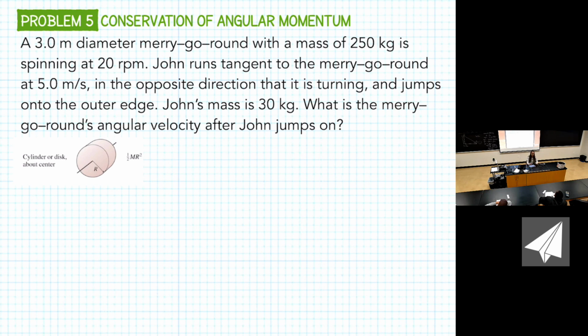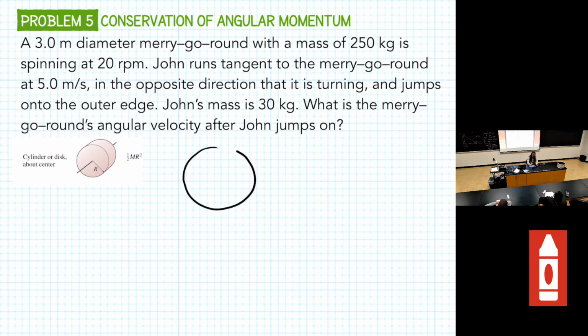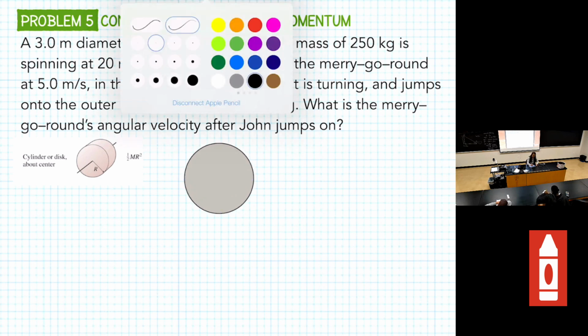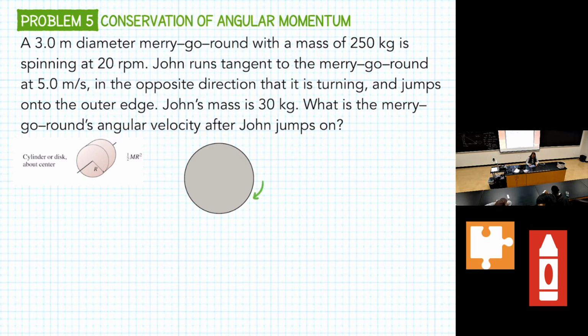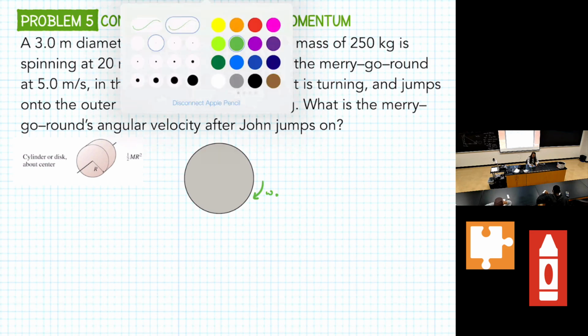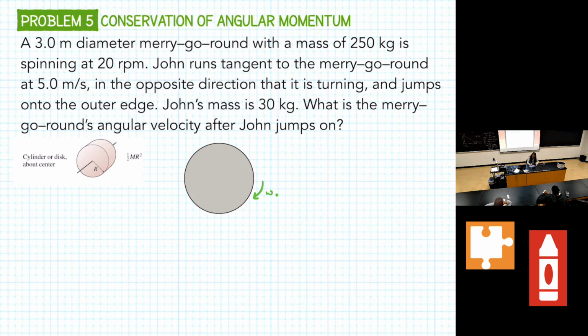So if we want to draw, I'll draw this out, and then I'll give you a couple seconds to go over it. But basically you have a similar thing to what we were looking at before, but this time, let's say the merry-go-round is spinning in the clockwise direction, okay? And then there's a guy over here running tangent to the merry-go-round.